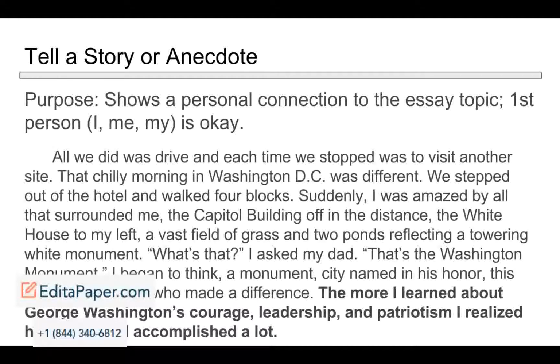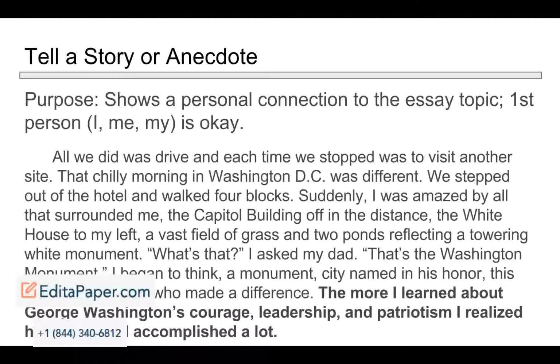So let's go through each of these. I'll highlight the purpose and then I'll give you an example. I do not intend for you to write these examples down, but I thought they would be helpful so that you could see what this hook strategy looks like in practice.